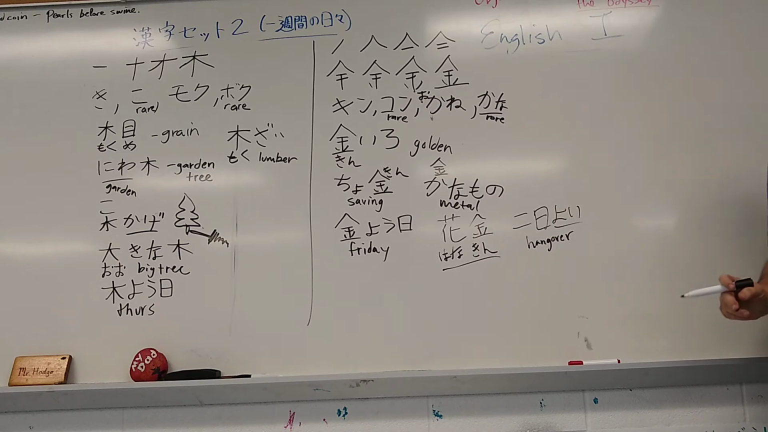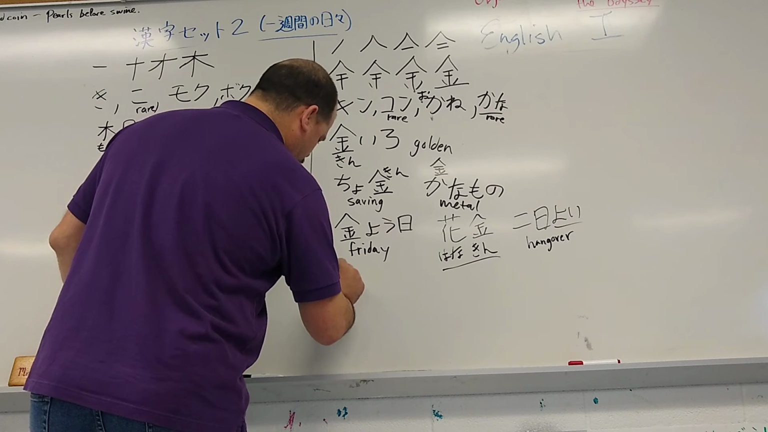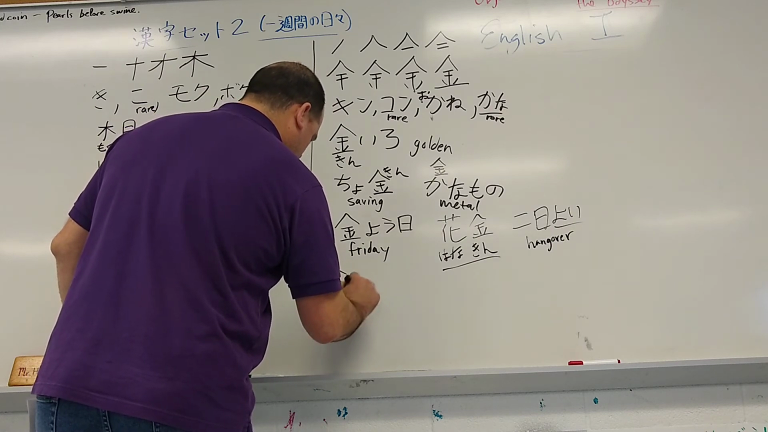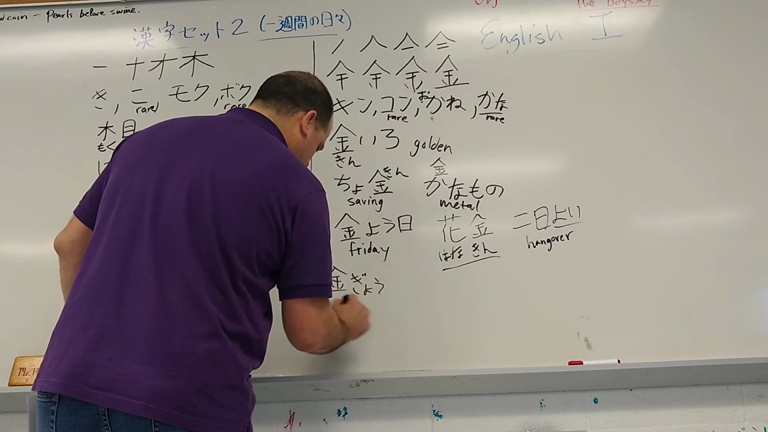So then we got these two pictures right down here. We got pictures of these wonderful looking fish, and they are called what? They are called kingyo, or goldfish.